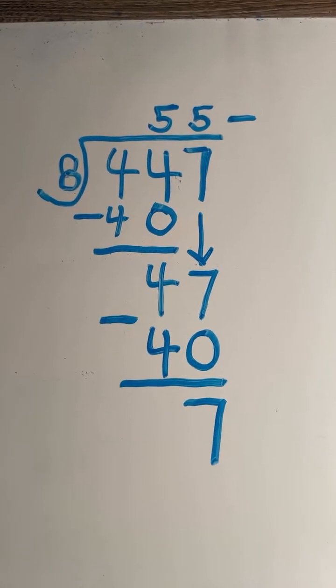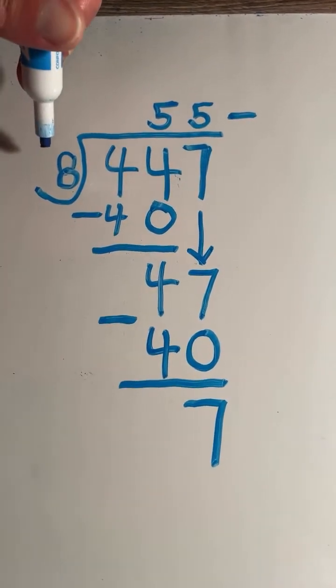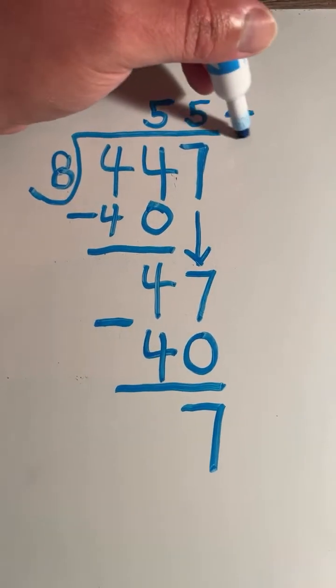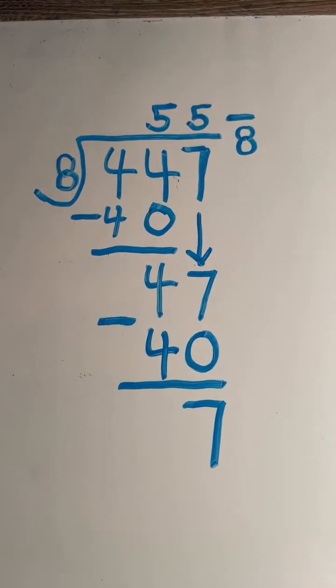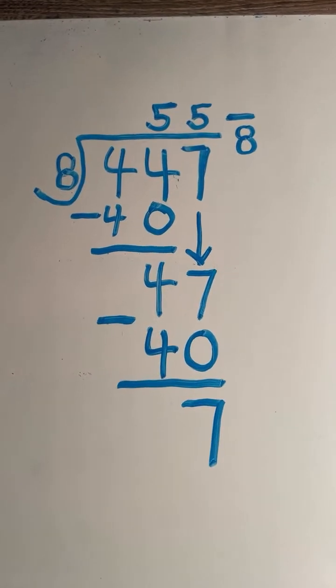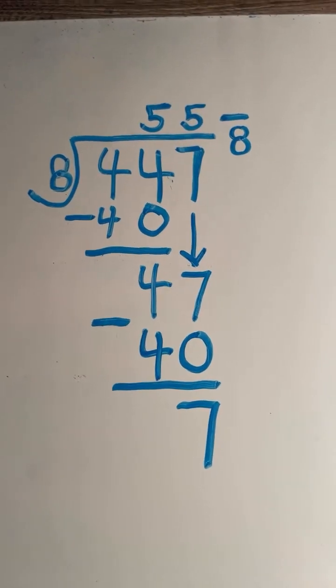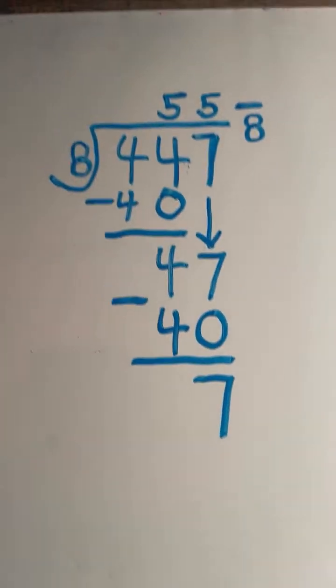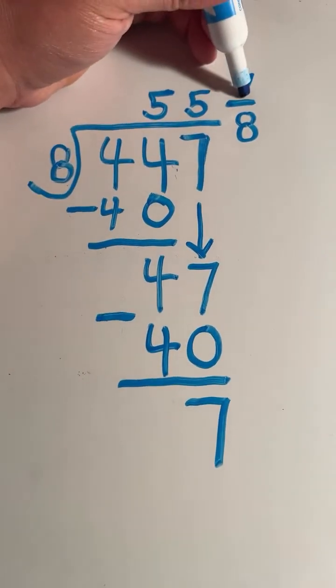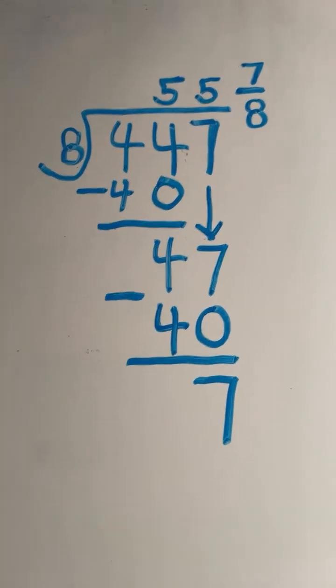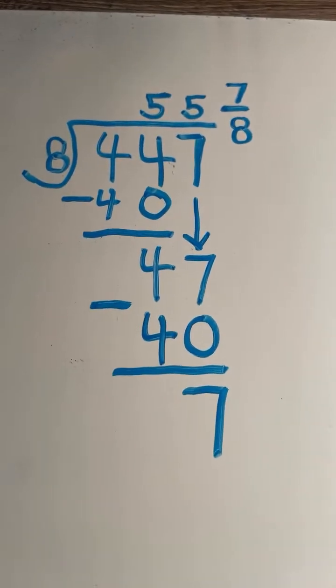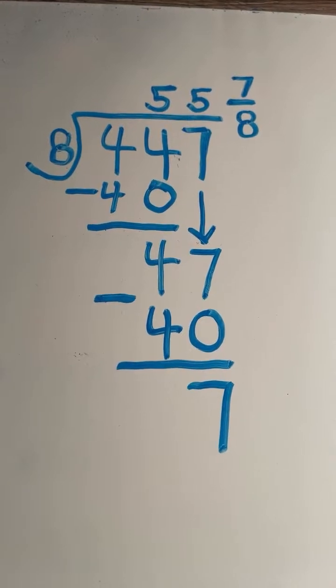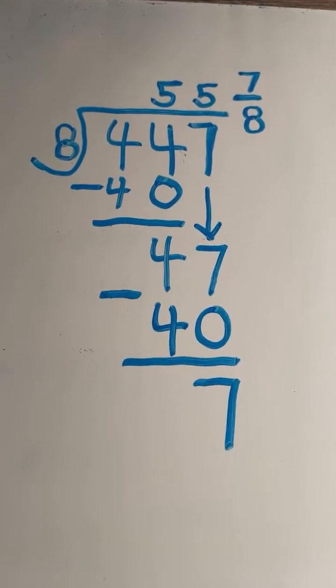So what are we dividing by in this problem? In this problem, we're dividing by 8. So 8 is our denominator. Our remainder is our numerator. So what is our remainder? 7. So 7 is our numerator. So we have our final answer. 447 divided by 8 equals 55 and 7/8.